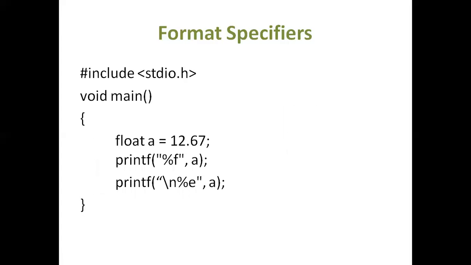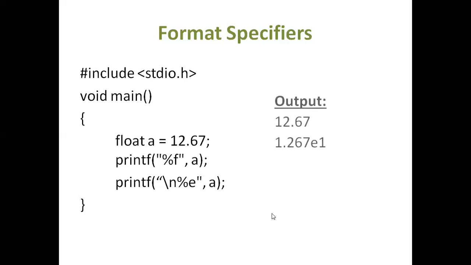Now this is the second program, and in this program we are printing the value of a floating point variable. First here is the keyword float, which shows us that this is a floating point variable. Then we have given the name a to the variable, and a is initialized with the value of 12.67. In the first line, we will be printing the value of a, and in the second line, we will be printing the value of a again, but in the exponential notation.